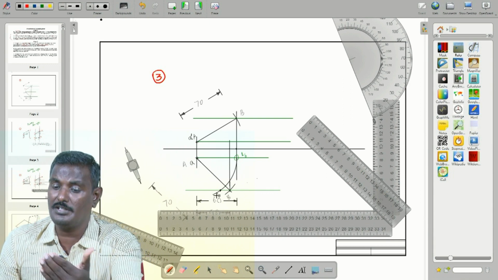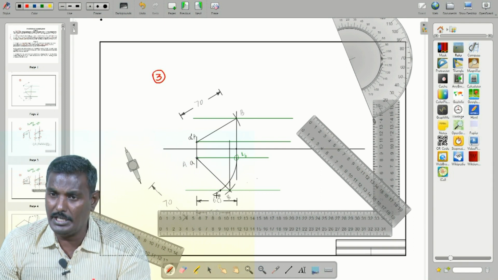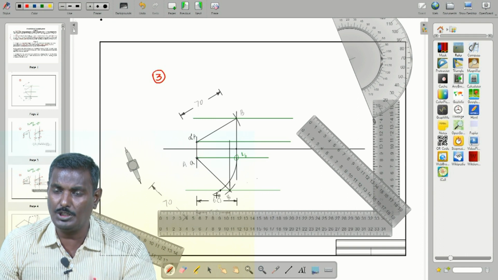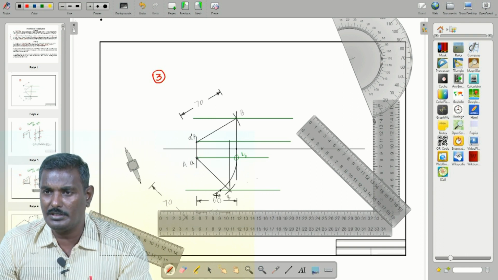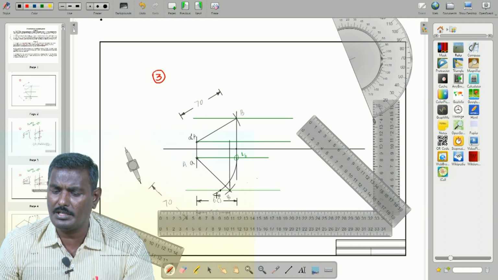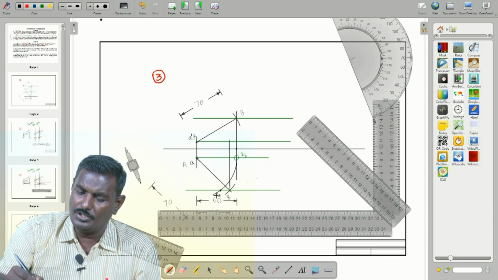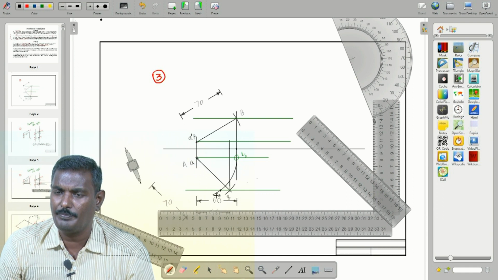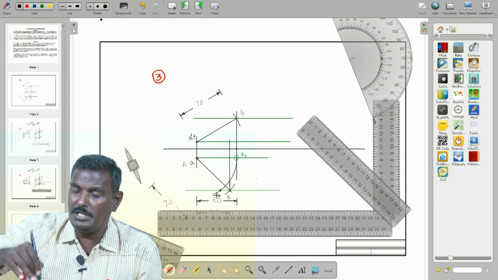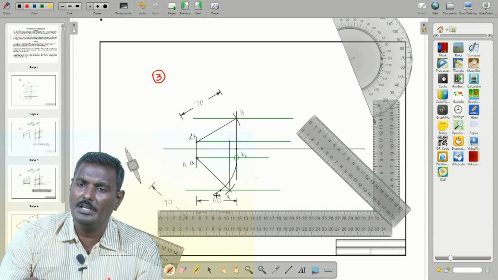In reverse we are determining now, because we know the true point capital B. From it draw a projector up to the locus line of the length, that is small b, then draw an arc and find out small b. So, this is the projection. In a similar case, the reverse principle.